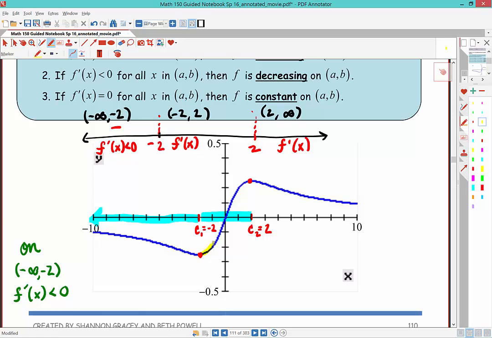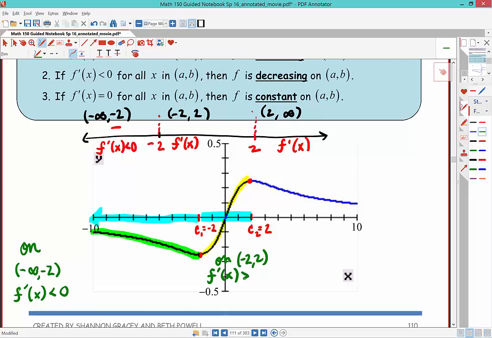Going from here to here, what's happening on our graph? Do you see how it's going up, whereas over here it was going down? Since it's going up like that, what does that imply? That implies that on the interval from -2 to 2, f prime at x is greater than 0. Groovy so far? So what would we put in here? We'd put a positive.